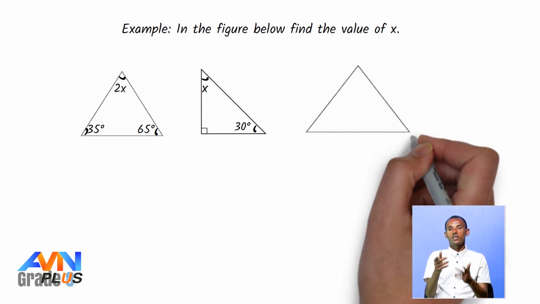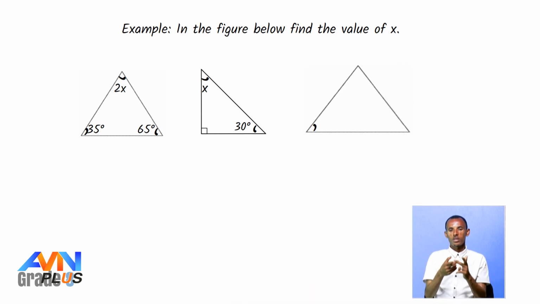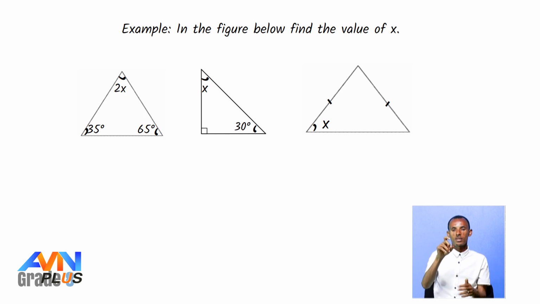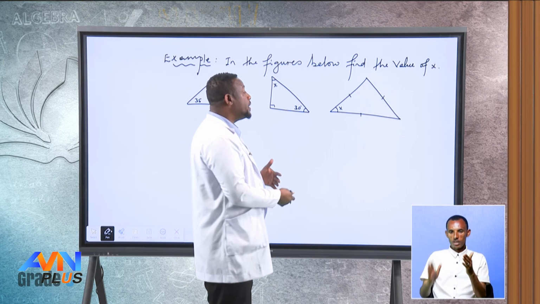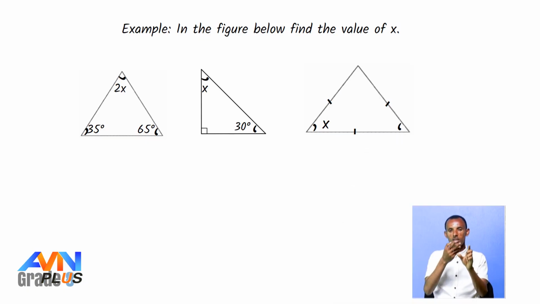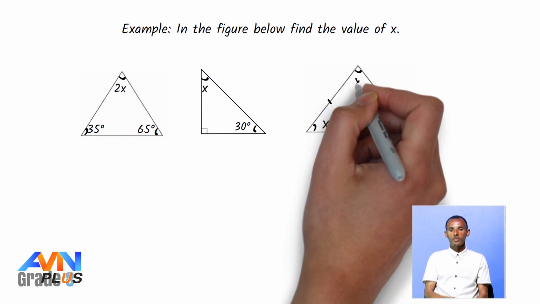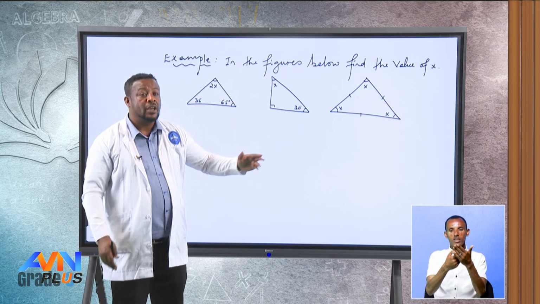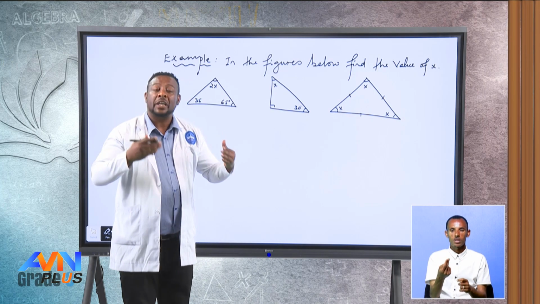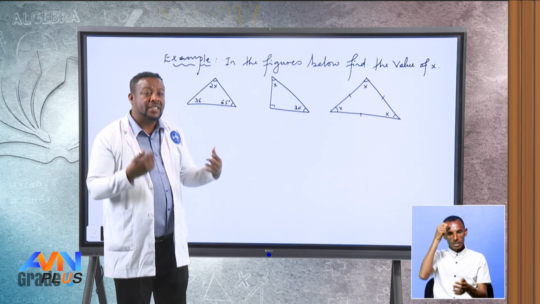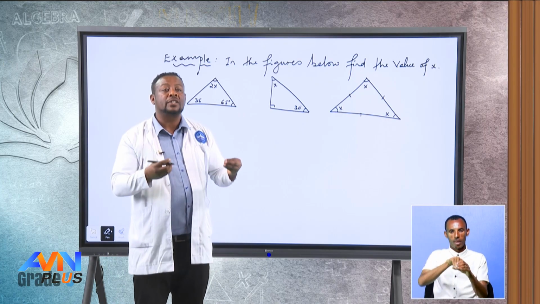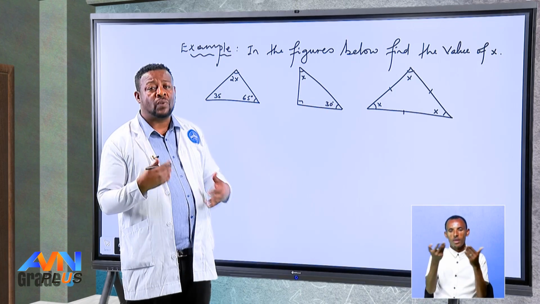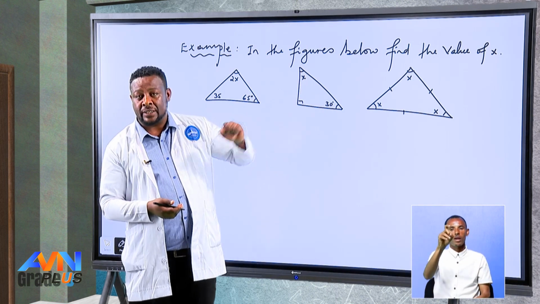The third one is a certain equilateral triangle with x degrees. Okay, equilateral means all the sides are congruent and all the angles are congruent. So if you are asked to find the value of x in all these three cases, we need to apply theorem 5.1, the theorem that says the sum of the interior angles of a triangle is 180 degrees. This is the only thing that you can apply to find the unknown variables in this case, right?